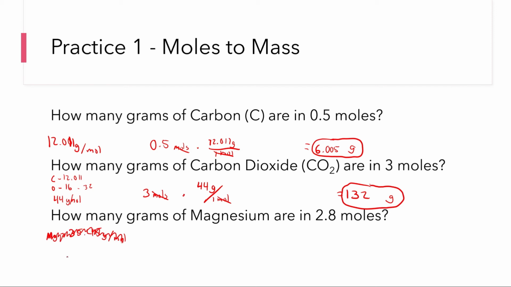This last one asks how many grams of magnesium are in 2.8 moles. And magnesium has a molar mass of 24.305 grams per mole. We've got 2.8 moles. We want to get to grams, and we know that it is 24.305 grams per 1 mole. Moles will cancel, and we are left with 2.8 times 24.305, or about 68.1 grams.